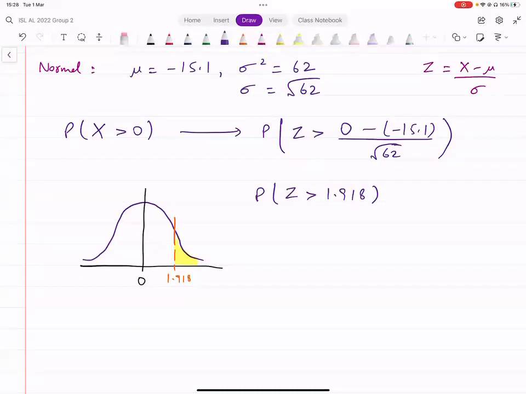ओके अच्छा, ये राइट वाले रीजन तो हम नहीं निकाल सकते डायरेक्टली, तो हम क्या करेंगे, we will write it as 1 minus probability of z less than 1.918. ये वैल्यू आपके पास टेबल वाली वैल्यू है, 1.918 के ऊपर टेबल की क्या वैल्यू आ रही.